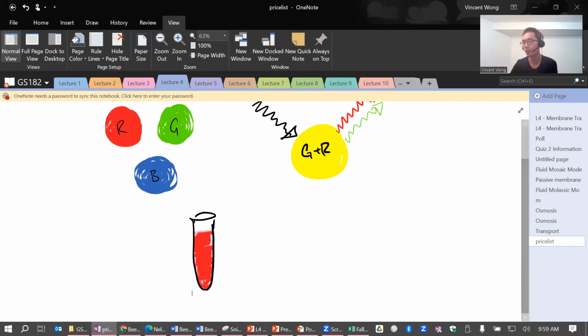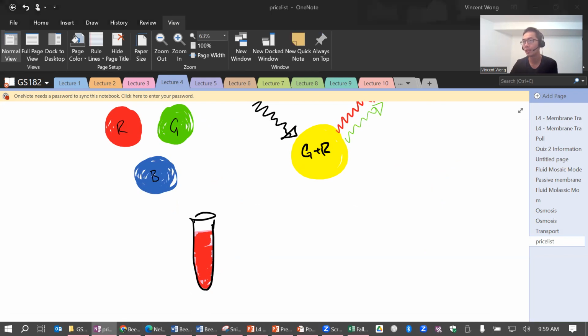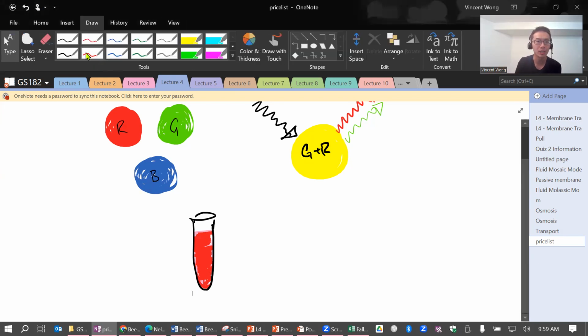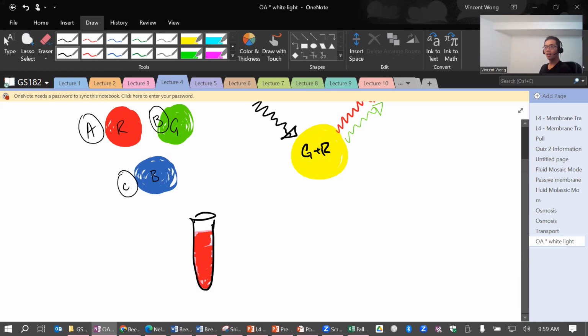Are you guys going to help me out here? Okay, let's do a poll. You can choose more than one answer here. I am asking you, what color does a red tube absorb? A, B, C. A is red, B is green, C is blue. What will a red color tube absorb?